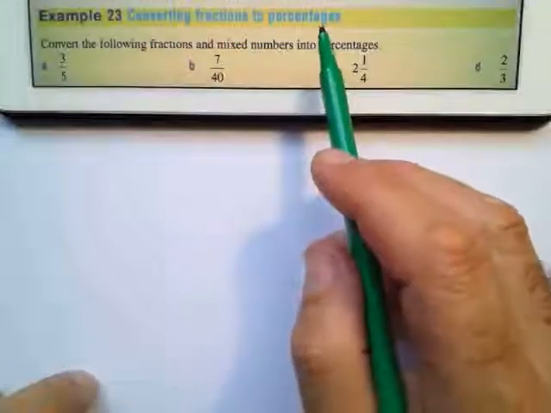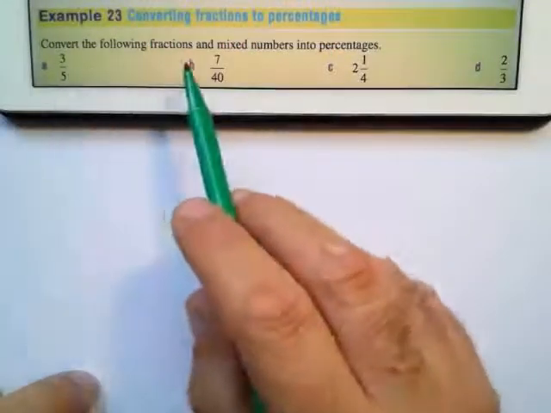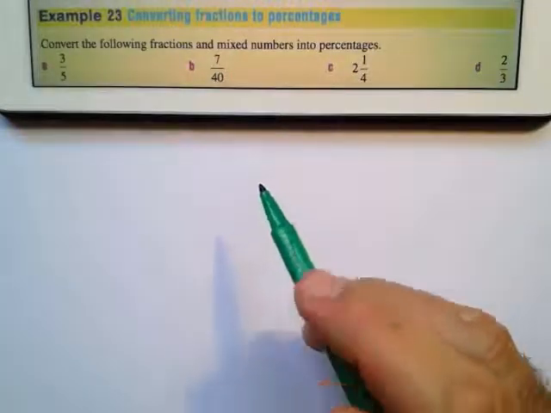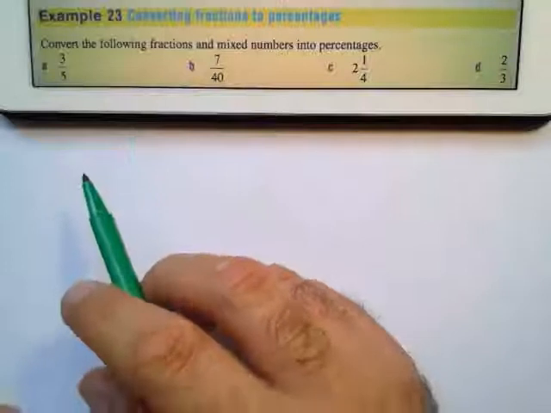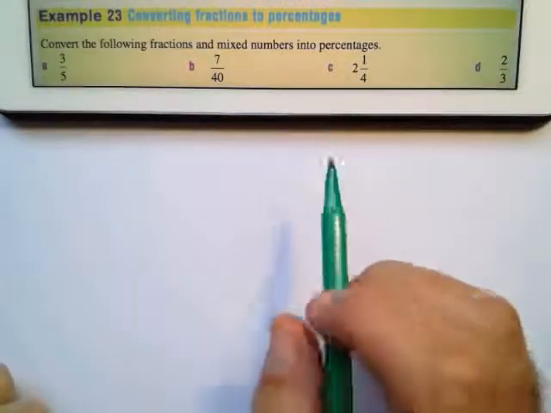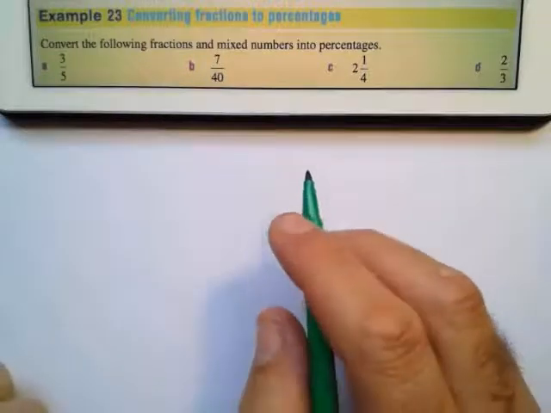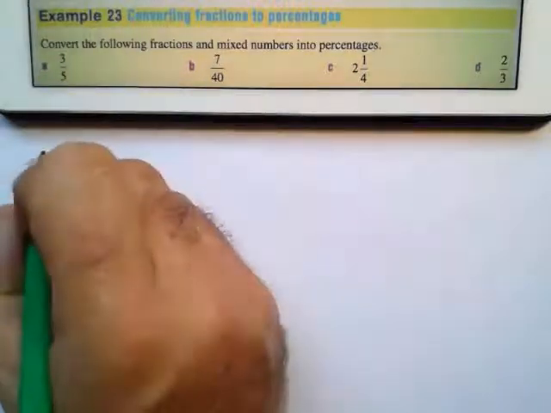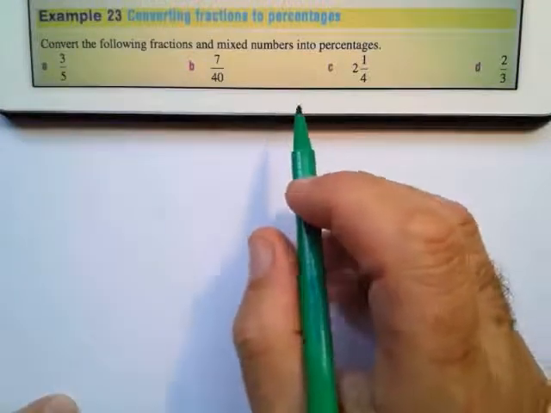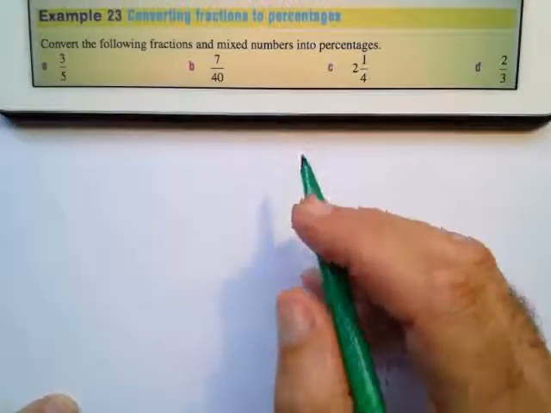Converting fractions to percentages. Convert the following fractions and mixed numbers to percentages. Remember why we want to do this. We want to do this so we can look at straight away which one is the biggest and which one is the smallest. I'm going to show you why we multiply by 100 whenever we go to percentages, and then after that we'll just use the rule.